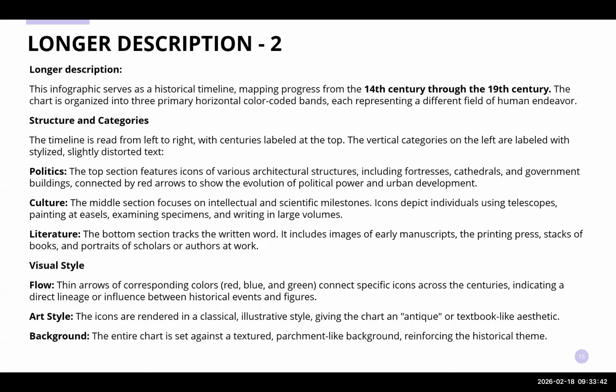Finally, we touch on the visual style, like the parchment background and the antique aesthetics, so that the student understands the mood of the material as well as the data. So, by providing this level of detail, it ensures that the great moment of seeing those historical labs is available to everyone in the room. Next slide, please.